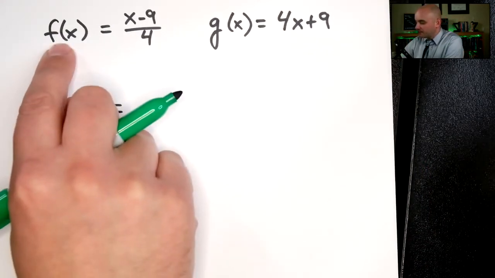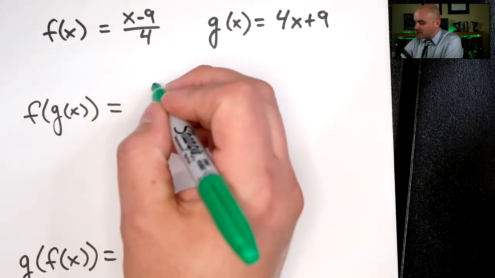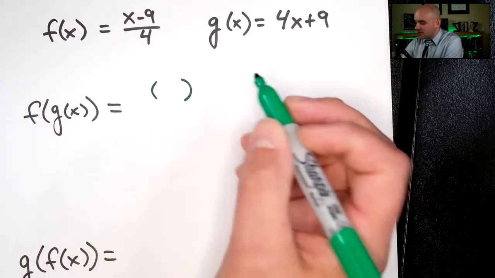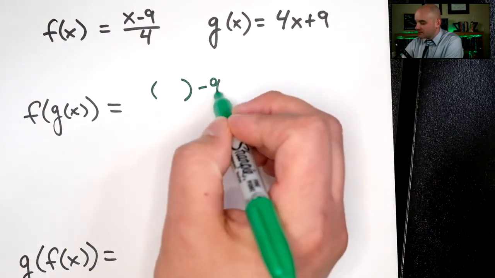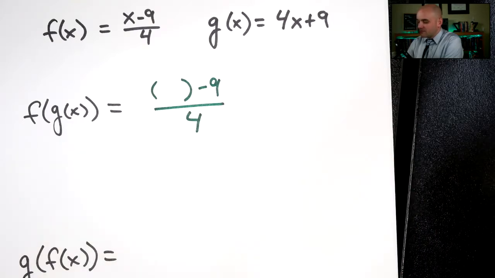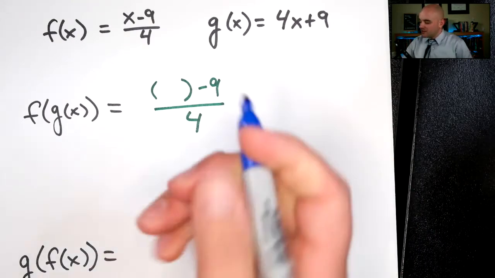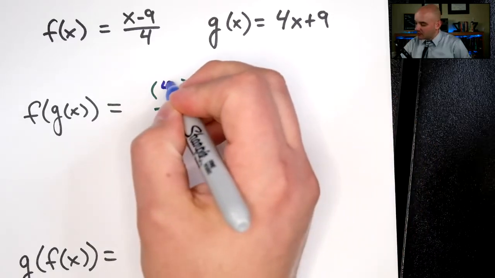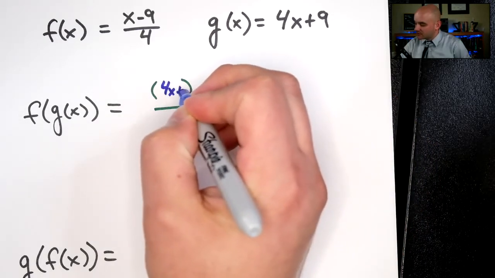We're going to write out the f of x, and everywhere I see an x, I'm going to put a set of parentheses. So this is the f of x right here, written out with the parentheses replacing the x. And then inside of that parentheses, I'm going to put the g of x.